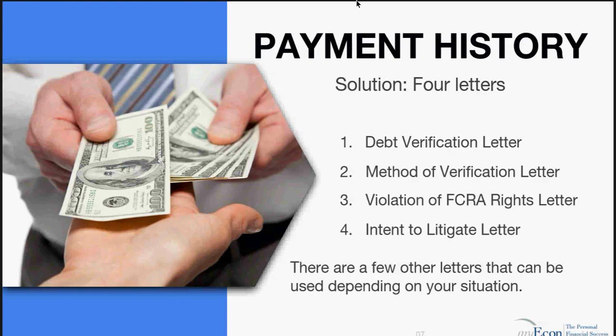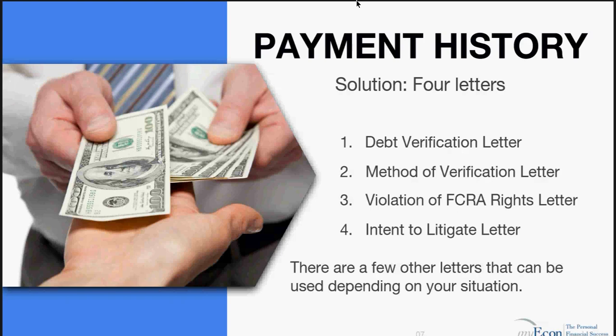And the last of the 4 letters is the intent to litigate. This letter is the last letter that's sent. It notifies the CRA that you have exhausted your means of disputing the debt and that they have not proven their method of verification. So you are notifying them that your next course of action is to sue for violation of your FCRA rights, basically the Fair Credit Reporting Act rights. If they have violated your rights and you give them an intent to litigate, meaning that you intend to sue them, a lot of times things fall off there.